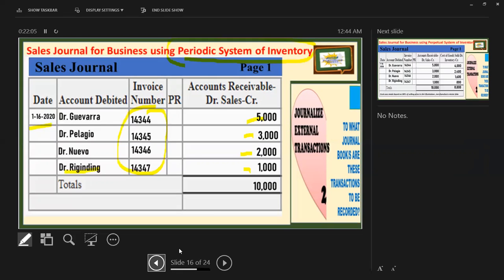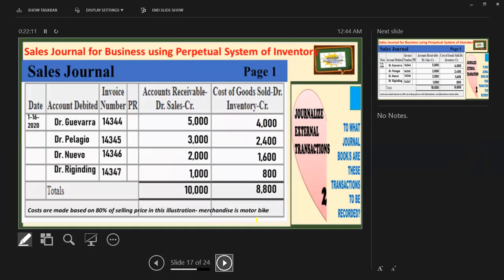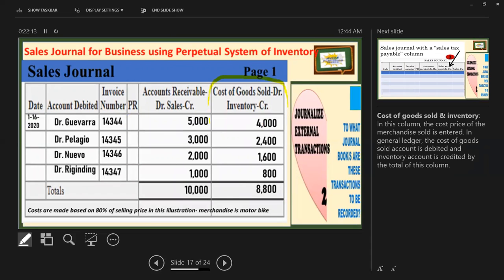So you don't need to write the explanation for each of the transactions. This one, let's go back to this. This one is for the periodic. You don't have the account, cost of goods sold, and debit and credit, merchandise inventory. So the amount here pertains to the selling price. This is the cost of sales. Because in a perpetual system of inventory, there is a permanent record for the cost of goods sold and inventory, from which you can determine the cost of the merchandise sold.